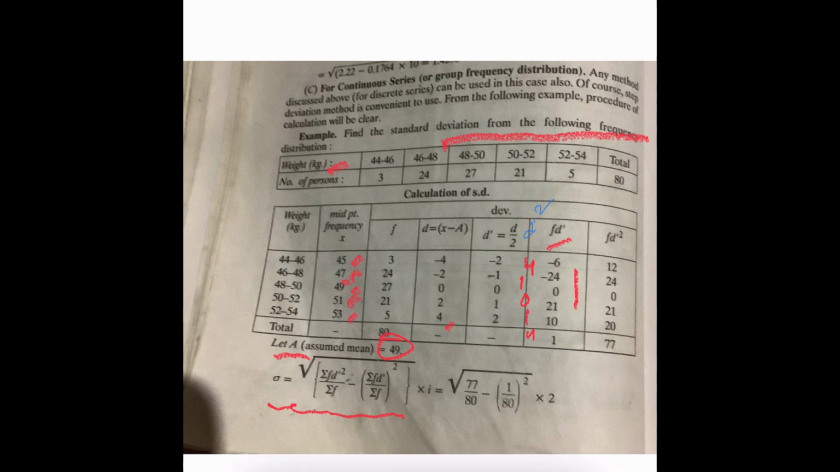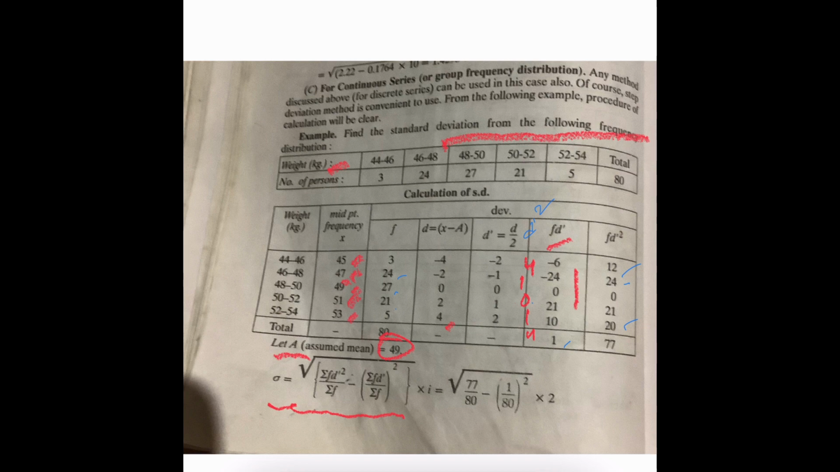Then you are asked to find f d dash square. So f is this, f into d dash square. 3 into 4 is 12. 24 into 1 is 24. 27 into 0 is 0. 21 into 1 is 21. 5 into 4 is 20. In that way you can find this and total it now. Total summation of f is 80. Summation of f d dash square is 77. Summation of f d dash is 1. Like that you have to total it.